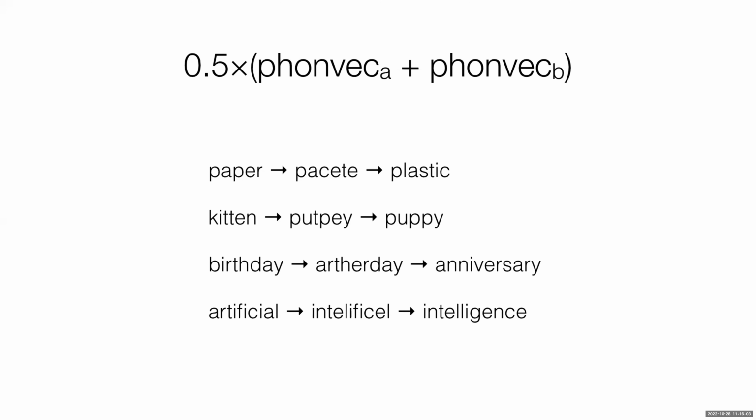Another thing you can do with the model is take that hidden state, the feature vector for a word, and then average two of them together, divide by 2, and feed that back into the model. And what it does is it produces the phonetic and orthographic average of two words. So between paper and plastic, the model generates deceit. Between kitten and puppy, the model generates puppy. Between birthday and anniversary, the model produces Arthur Day. And between artificial and intelligence, we have intellificial.